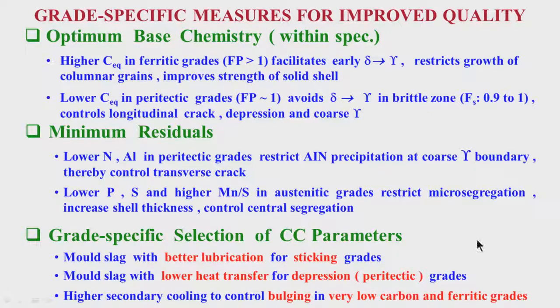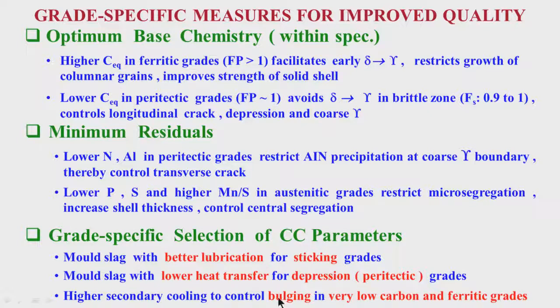Why is this a problem? Because this delta to gamma transformation is taking place in the brittle zone when the solid fraction is between 0.9 and 1. So, there what do you do? You use mold slag which has characteristics of lower heat transfer. So, the heat transfer is the issue there, unlike sticking grades where the lubrication is the issue. So, you see, depending on their solidification behavior, how they behave during continuous casting, we have to use our casting strategy accordingly.